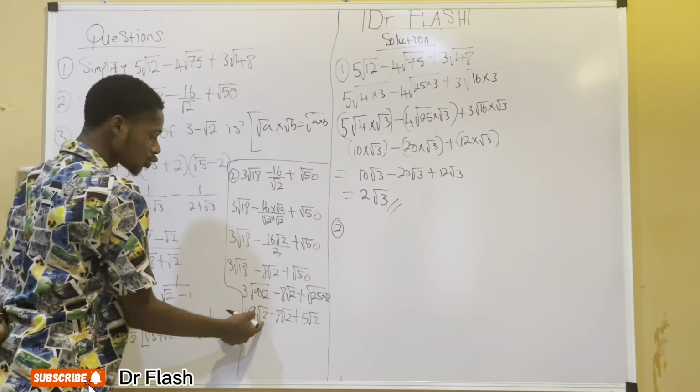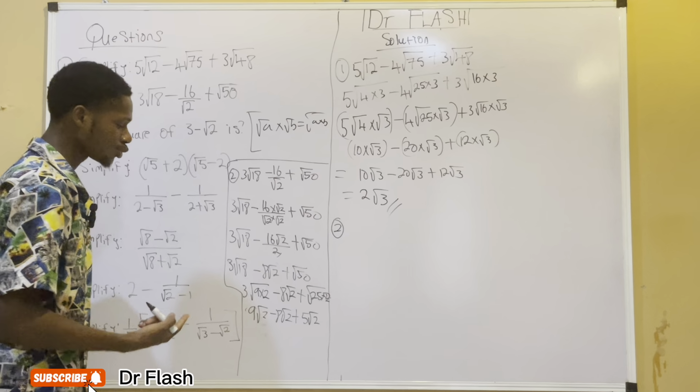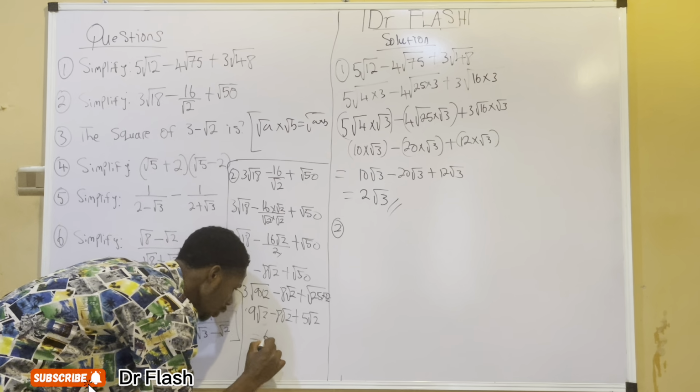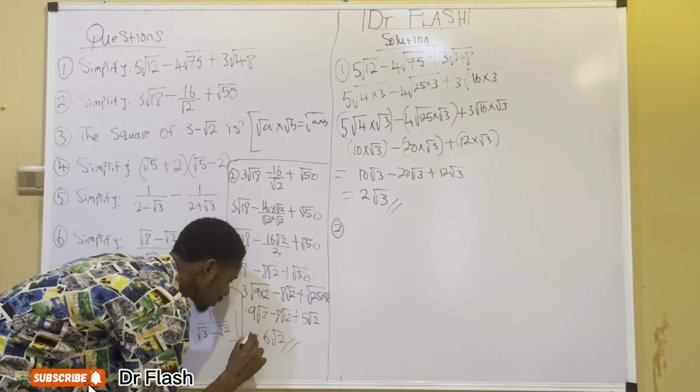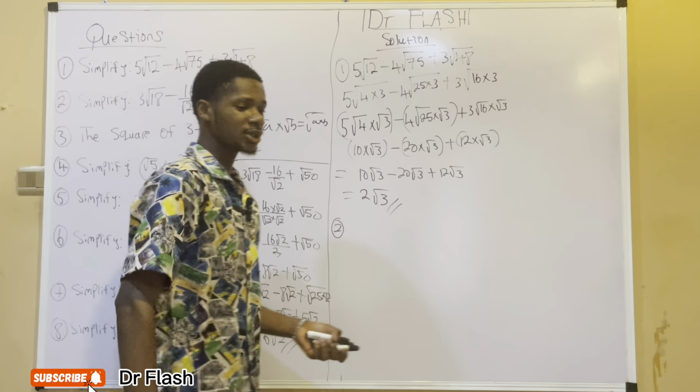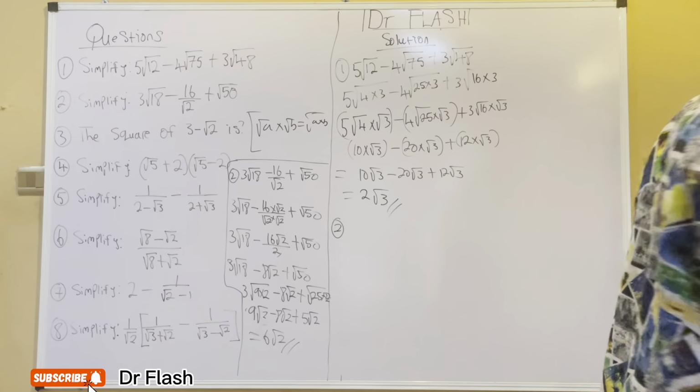So 9 root 2 minus 8 root 2 is 1 root 2. 1 root 2 plus 5 root 2, that's 6 root 2. So it means our answer to this question is 6 root 2. We can't simplify this further, so we'll leave this as the answer. Okay, that is how problems like this are being tackled. It is very easy.